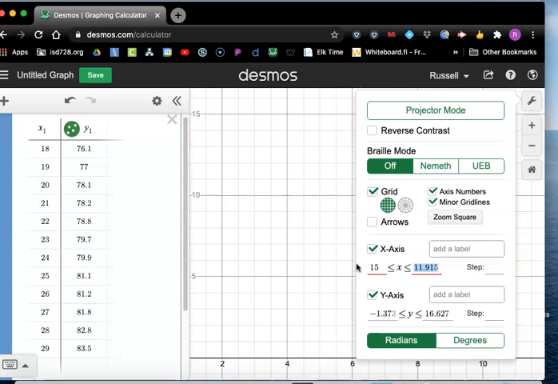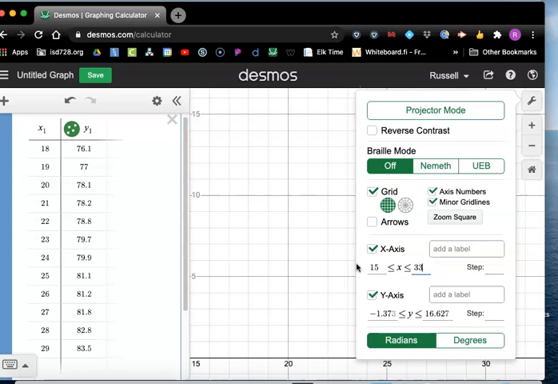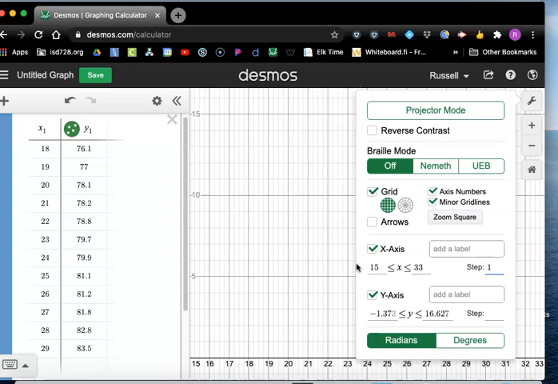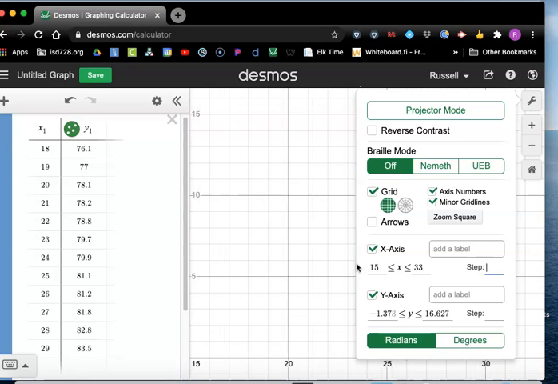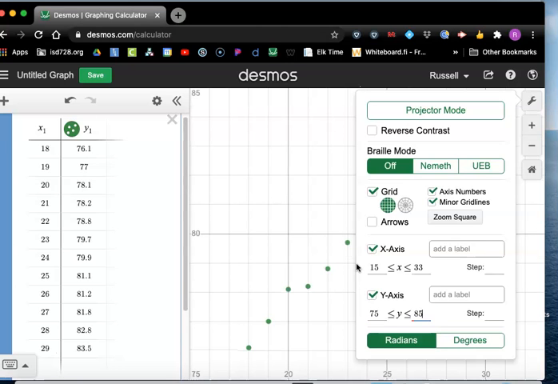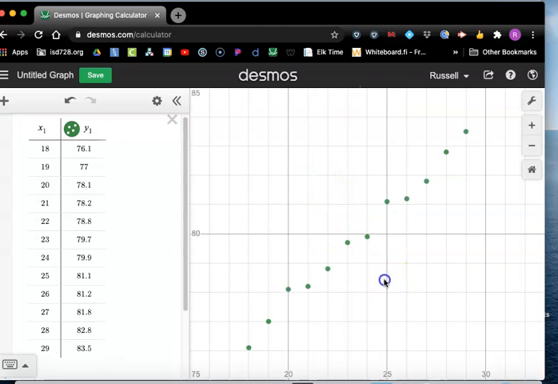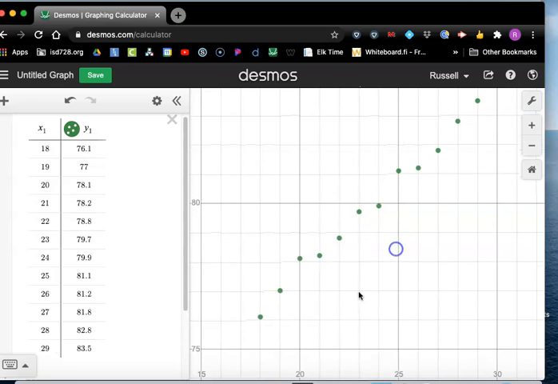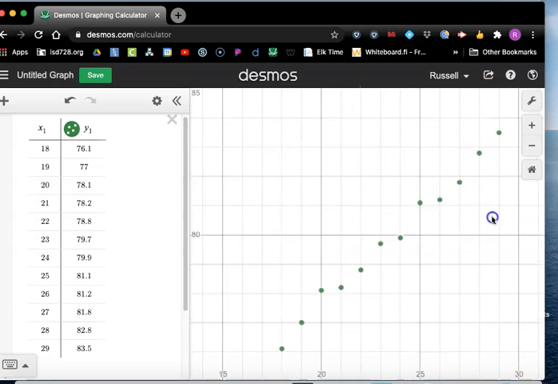So I'm going to go a little bit past that. I'm going to go like to 33. Okay. And we're going to step by one. We're going to count by ones. Whoop, I'm taking that off. I didn't like that. Too much stuff on the graph. Then the y-axis, we started at 75, and I'm going to say like 85. And so now if I click over here, here's my graph basically, okay? So those are the same dots we just saw.